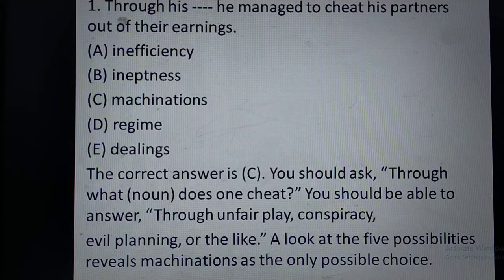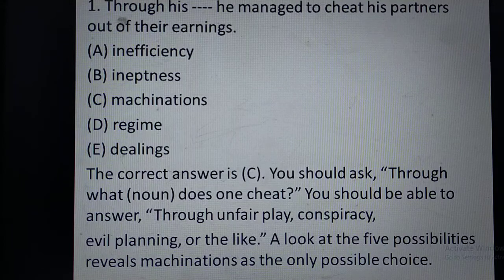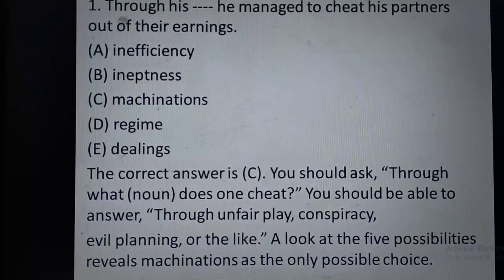Why? You should ask, through what? Noun. Does not cheat. Through what? Noun. You should be able to answer through unfair play, conspiracy, evil planning, or the like. Is tarah ki cheezon se aap cheat karte hain. Unfair play ho sakta hai, conspiracy ho sakti hai, evil planning ho sakti hai. Look at the 5 possibilities reveals machinization as the only possible choice. In 5 possibilities mein dekhe, machinization is the only possible choice nazar aati hai isme. Understood? Samajh aa rahi hai baat? To isme machinization jo best answer hai.